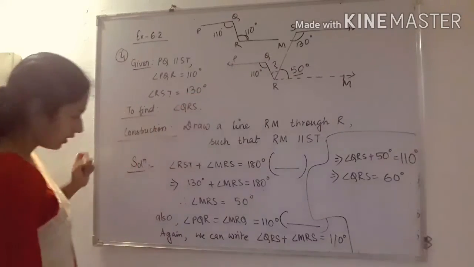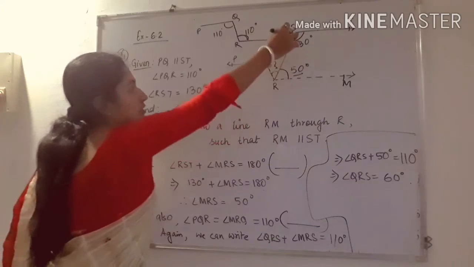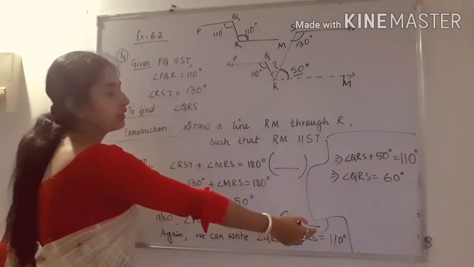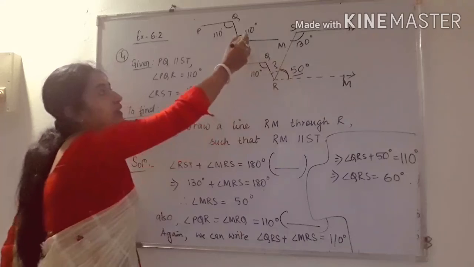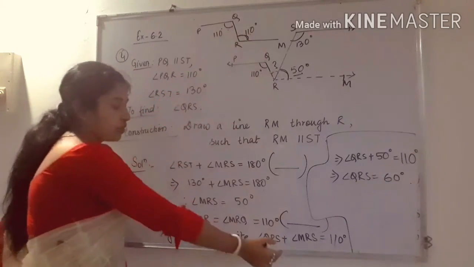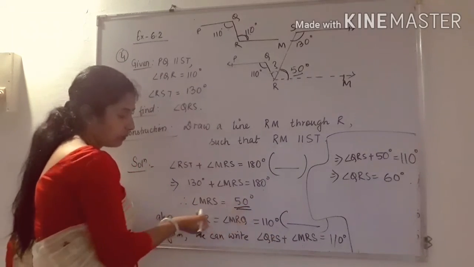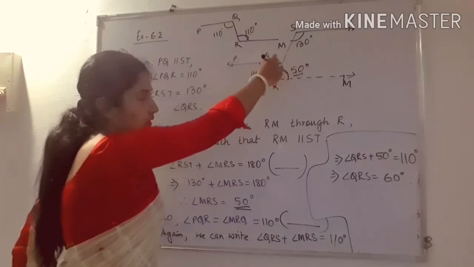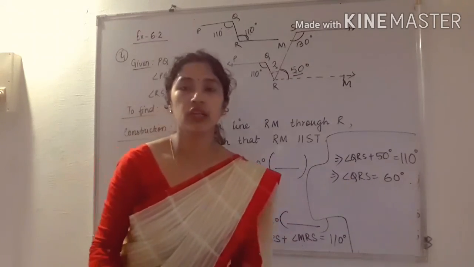So next we can write angle QRS plus angle MRS, that means this whole angle is equal to 110 degrees. Already we know that the sum of these two angles, this whole angle, is 110 degrees, because this is the alternate interior angle. Now angle MRS we already found in this step, it is 50 degrees. So 50 plus this angle will be 110, therefore the value of angle QRS will be 60 degrees. By using subtraction we can easily find it.